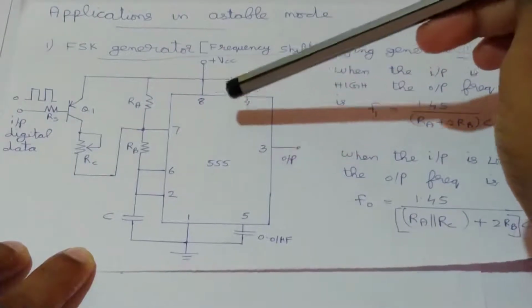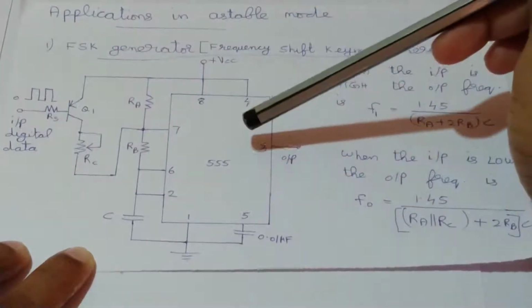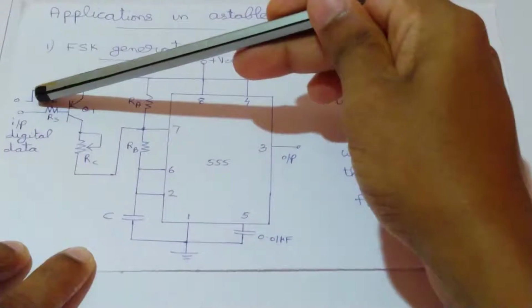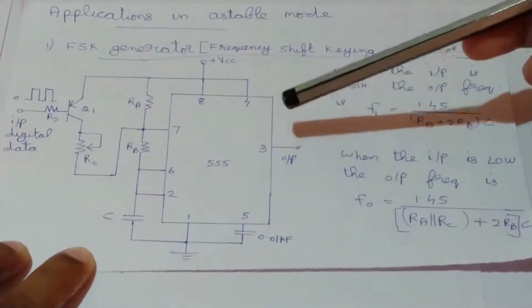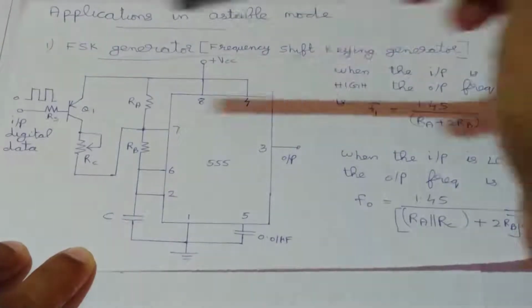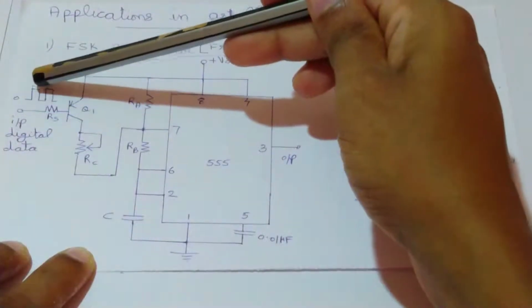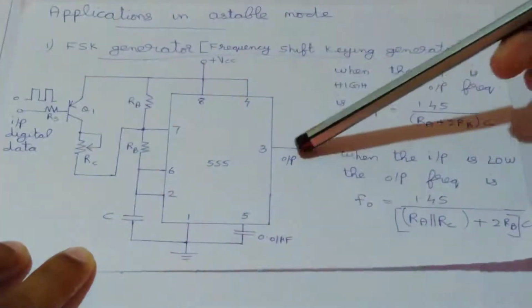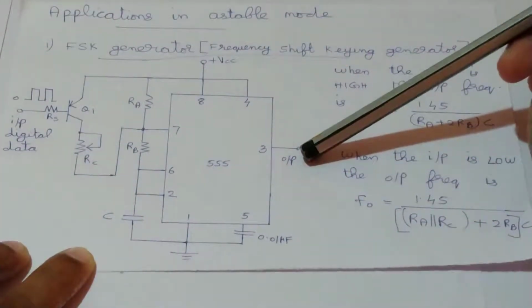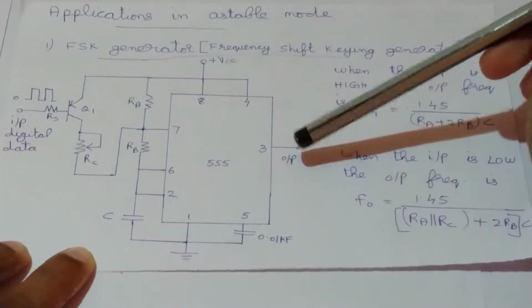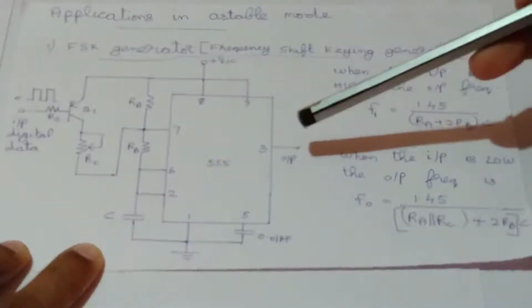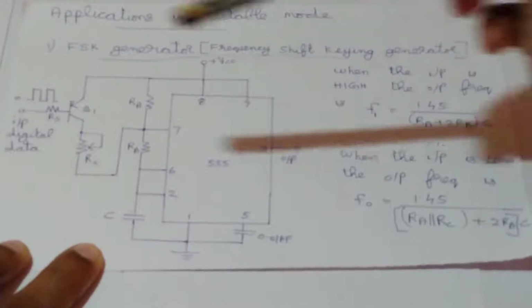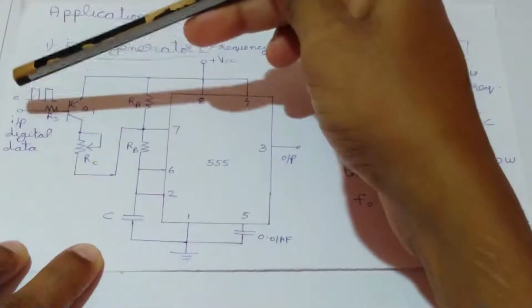So when we design an FSK generator circuit, when logic 0 comes at the input, we need to get a particular frequency at the output. Let that frequency be F0. And when the modulating input signal is logic 1, we need to get another frequency at the output, and let that frequency be F1. By using this arrangement, we can obtain two different frequencies at the output depending upon the modulating input signal. Let's now look at how this circuit works.